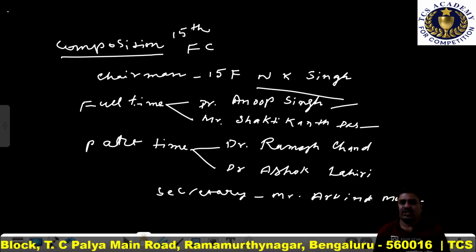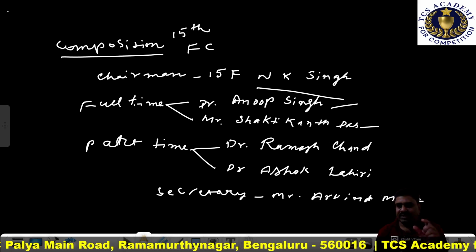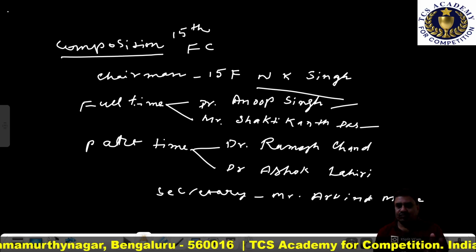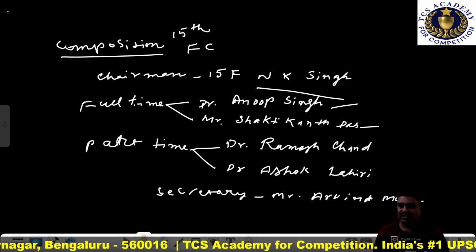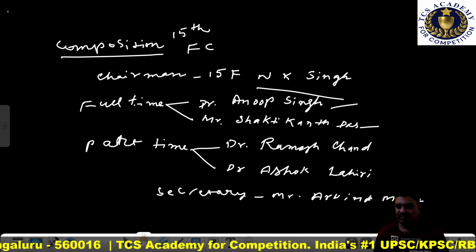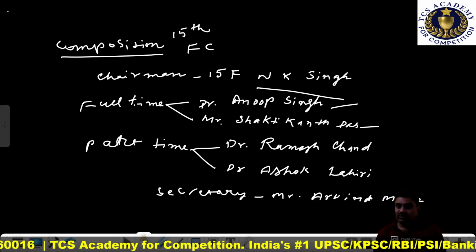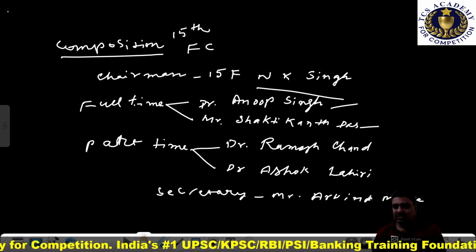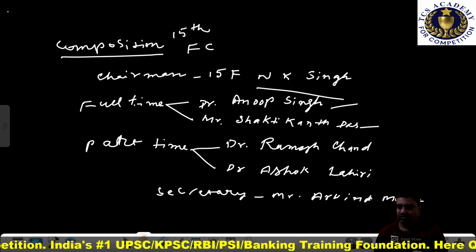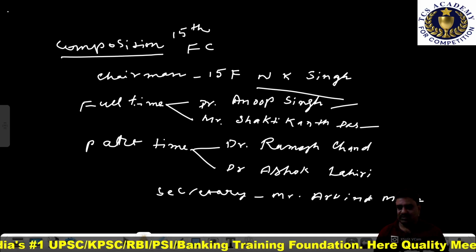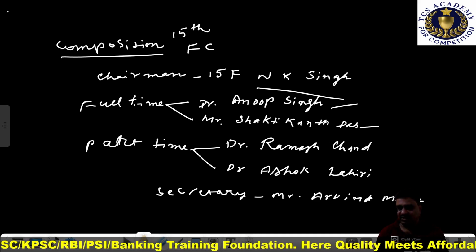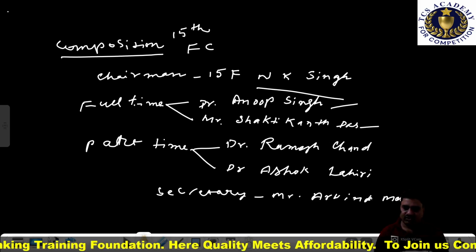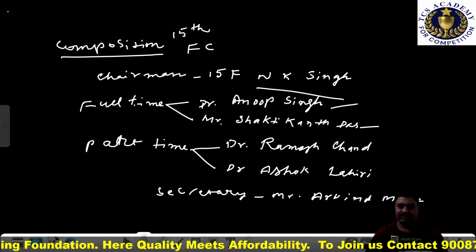Okay, what does it include? There will be one chairman. The current chairman of the 15th Finance Commission is N.K. Singh. There are two full-time members in the 15th Finance Commission and two part-time members. So Dr. Anup Singh and Mr. Shaktikant Das were the full-time members, and Dr. Ramesh Chand and Dr. Ashok Lahiri, the two part-time members. There will be one secretary. So Mr. Arvind Mehta is the current secretary of the 15th Finance Commission, right? So this is the composition of the 15th Finance Commission, right?